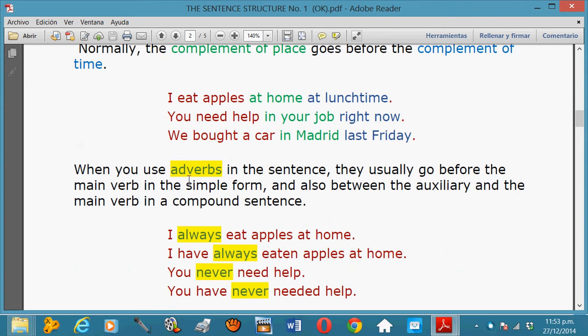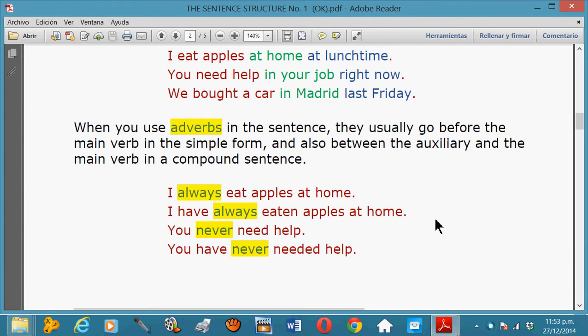Now, when we use adverbs in the sentence, they usually go before the main verb in the simple form and also between the auxiliary and the main verb in a compound sentence. Okay? For example, I always eat apples at home. Okay, I'm using here before the main verb eat, I'm using the adverb always. I have always eaten apples at home. I'm using the adverb always between the auxiliary and, in this case, the past participle of the verb. And you never need help.